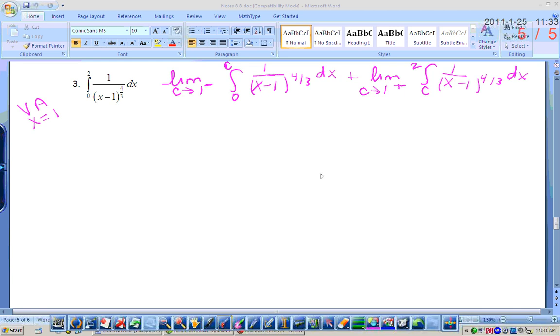All right, how are we going to integrate 1 over (x minus 1) to the 4/3? U substitution. I'm just going to go over here and do it on the side. So if u is x minus 1, du is plain old dx, and I'm integrating u to the negative 4/3 du, which is going to be negative 3u to the negative 1/3, or negative 3 over u to the 1/3.